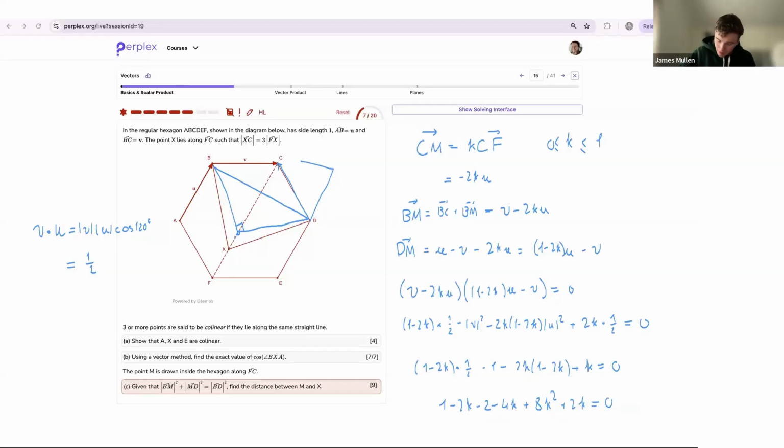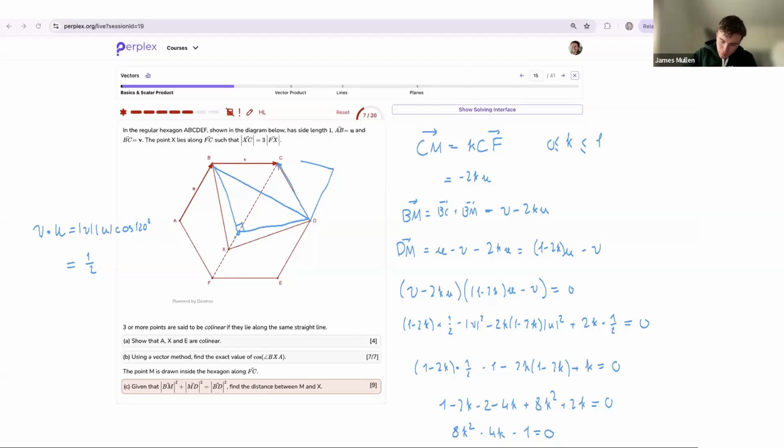All right. Now I've got to turn this into a quadratic. I can write it down here. There's still enough room. So I'm going to have 8k squared. And then I'm going to have minus 2k minus 4k plus 2k. So that's just going to be minus 4k. And then for my constants, I'm just going to have 1 minus 2. That's going to be minus 1 is equal to 0. Okay. Perfect. Now we are getting pretty close.